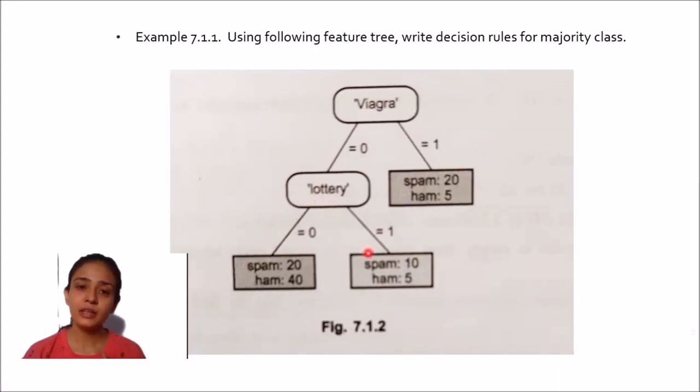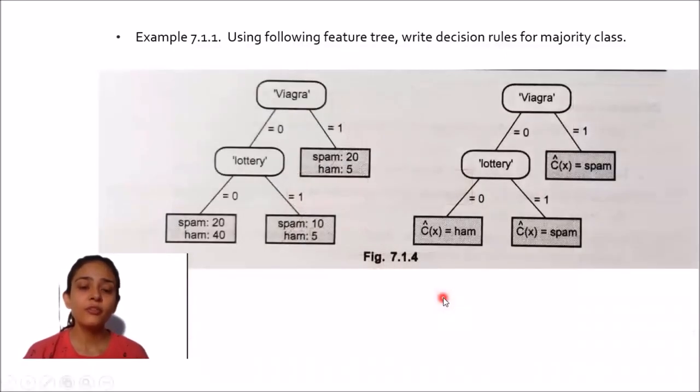If the value of lottery is equal to 1 and Viagra has value equal to 0, then the value of spam is 10 and the value of ham is 5. Now you have to write the decision rules. When I go like this, that is 0 and 0, in the left direction, the leftmost path till the depth of the tree, then what will be my value?